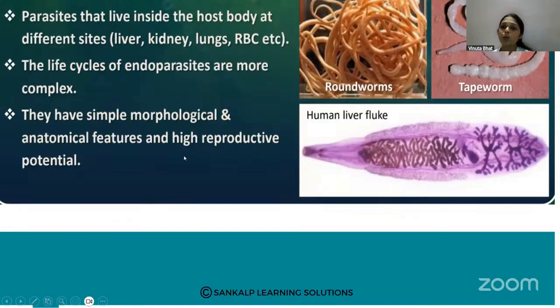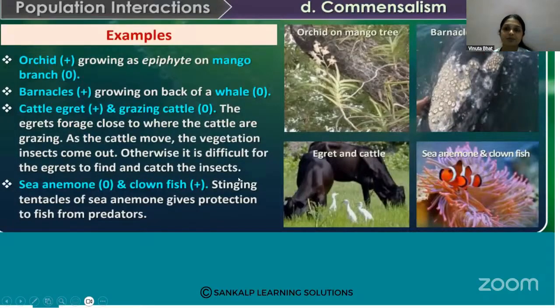These endoparasites may live in different parts of the human body, like liver, kidney, lungs, and red blood cells. The life cycles of endoparasites are more complex. They have simple morphological and anatomical features and high reproductive potential. So they may be present inside the liver, kidney, and red blood cells also, and they show high reproductive potential. So that is about the endoparasites.